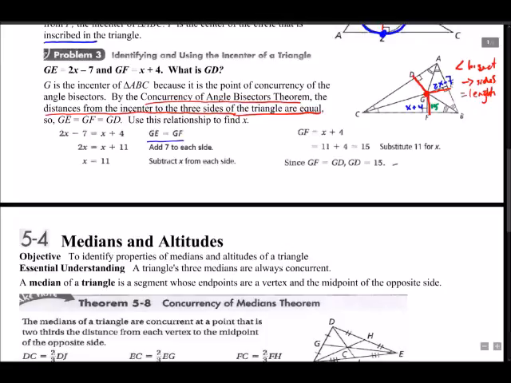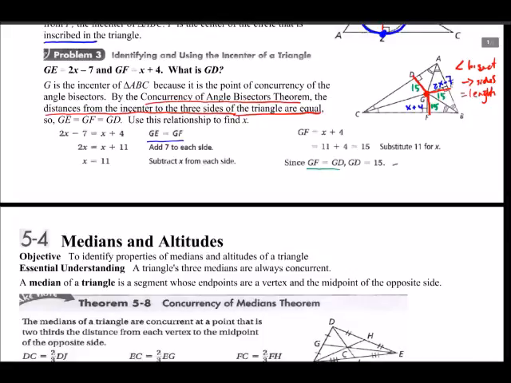So how long are the other two? Well, we could substitute in. 2 times 11 is 22, minus 7 is 15. Or we could use the simple fact that they are all equal length and just say, well, we know this one's 15 because they're all 15 by the concurrency of the angle bisectors theorem.